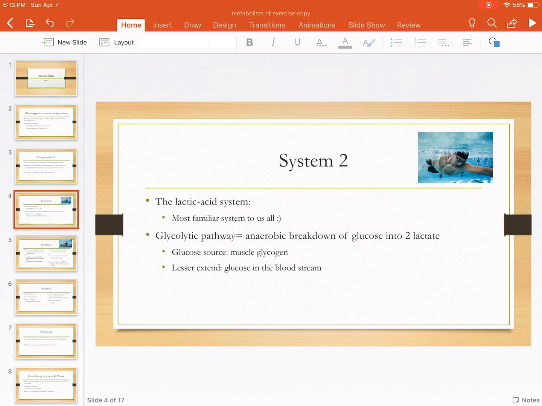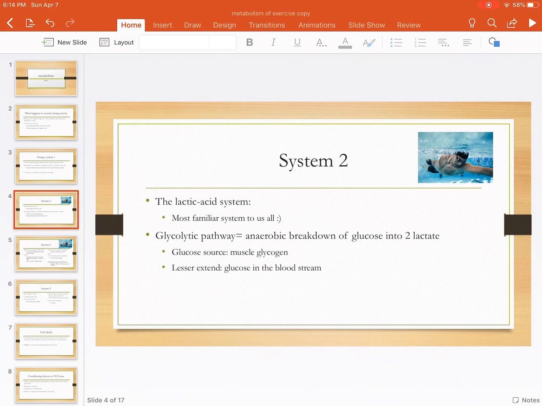The glucose source that this system uses is your muscle glycogen. It is not dependent on the glucose that you have running through your bloodstream, which is an absolutely fantastic adaptation. So when your body is using this system, it is not depleting your blood glucose level, so you won't faint. Not really, you won't faint when this system is taking place. But it is using the glycogen that you have stored in your muscles.